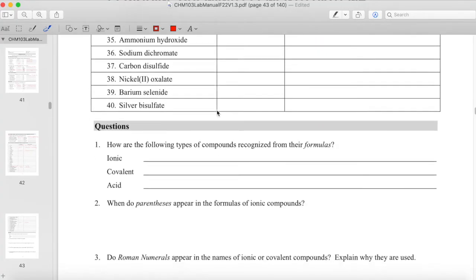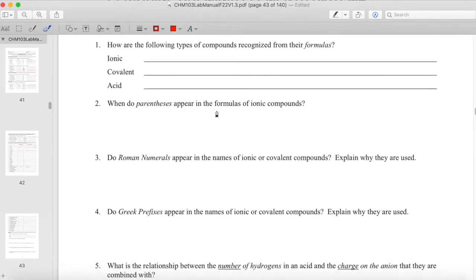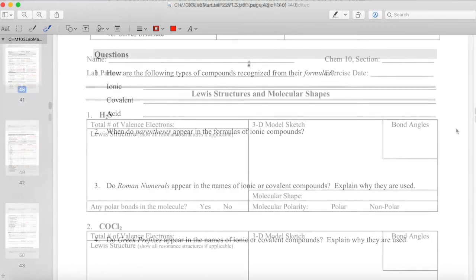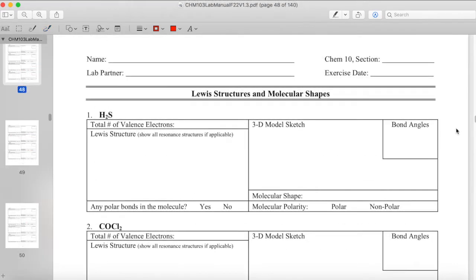So that's basically it for this section. You've got these questions and problems afterwards. So talk to your instructor to see whether you need to do these questions or not. Given the number of problems that we've got working out here, they might just have you only do that. In this section, we're going to draw out Lewis structures.